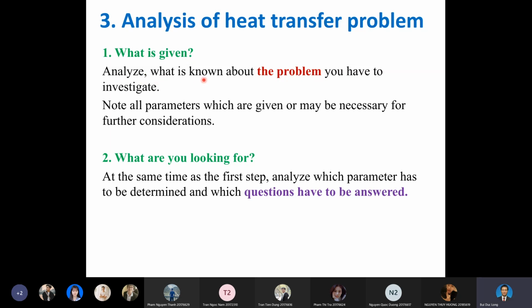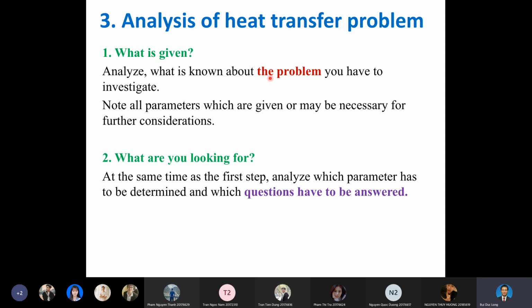Analyze what is known about the problem. You have to investigate, in other words, you have to know about the problem. Like when you go to a doctor who wants to treat your health, he has to know what the problem is before he can treat you. So note all the parameters which are given or may be necessary for further consideration.